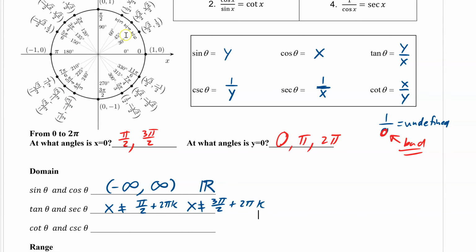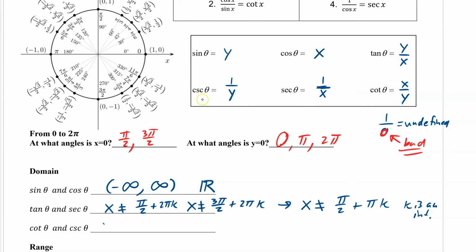Now, if you think about putting this together, you have pi over 2, and the next point is 3 pi over 2, and then pi over 2. They're actually occurring every pi. So you can instead say x cannot equal pi over 2 plus pi k, where k is an integer. So it can be any number other than pi over 2 or 3 pi over 2 or a repetition of that. And then cotangent and cosecant, that's when the y is equal to 0, so it's these. So at 0, pi, 2 pi.